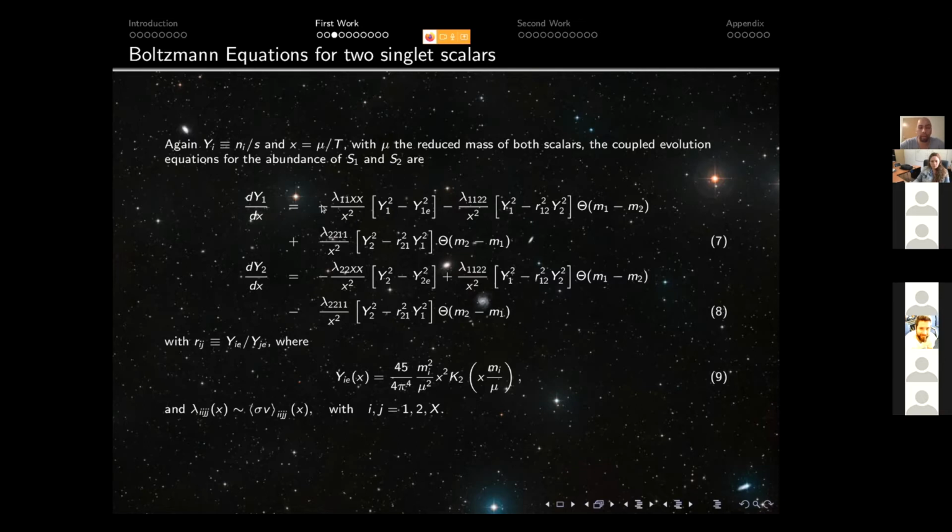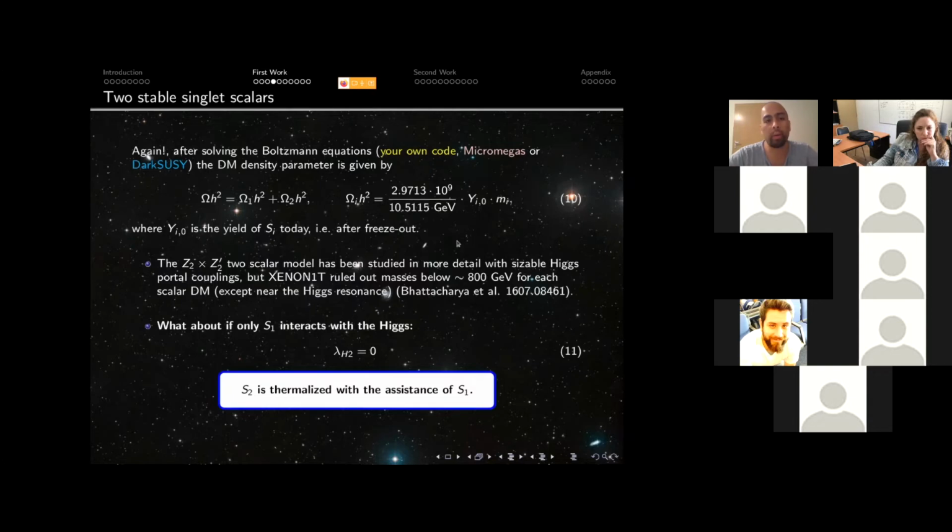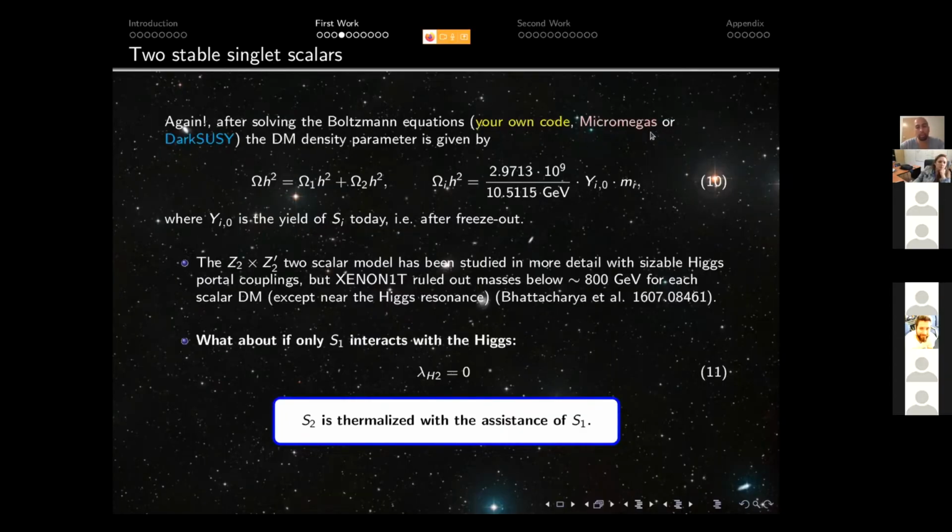And Y with the subindex E are the equilibrium densities, and the lambdas basically contain some constants, but the main important thing here is that they are proportional to the average annihilation cross section times velocity. So this is the system that we have. We solved this system using our own code, cross-checking with micrOMEGAs. And now the total relic abundance is the sum of the relic densities of each dark matter particle.